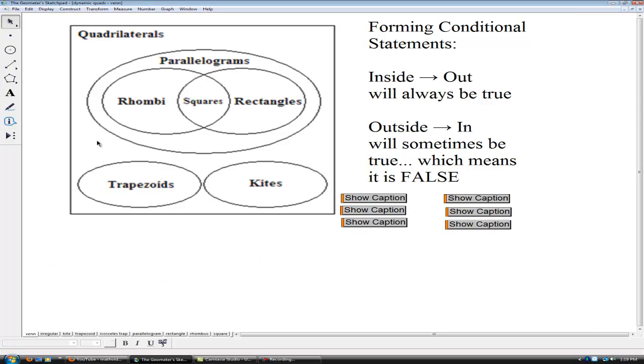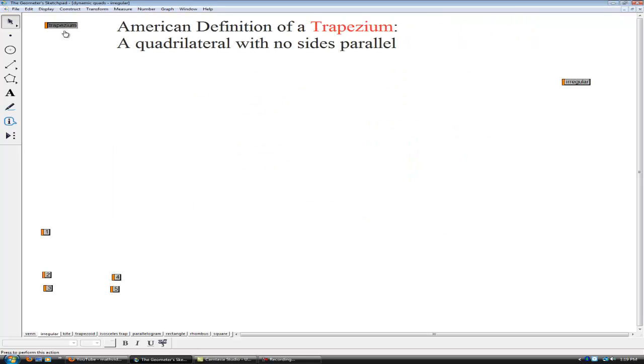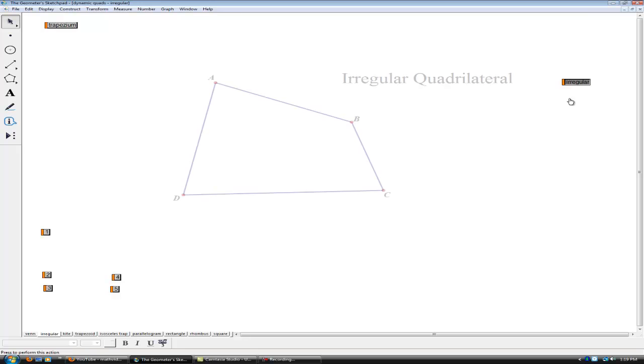Alright, the next slide, we're really staying out here in this region where we're not getting into any of these specific subsets of quadrilaterals. What we're looking at is something that in some books might be called a trapezium. It's really the American definition. And because the English definition is a little different for trapezium, I'm just going to call it an irregular quadrilateral. So that means the side lengths might all be different. The angles in the interior also might all be different.